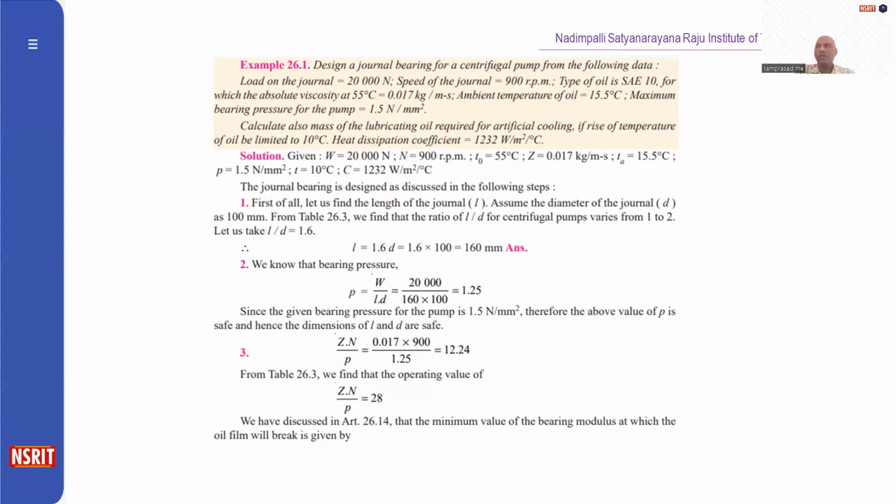Pressure is equal to load by area. Area is nothing but L into D. So load is 20,000 divided by 160 into 100, that is 1.25.